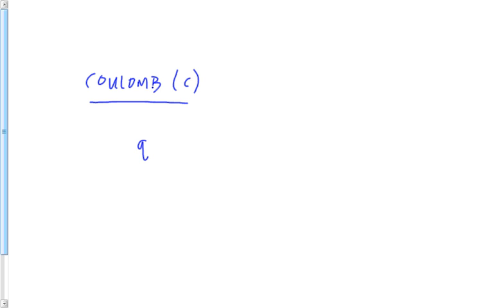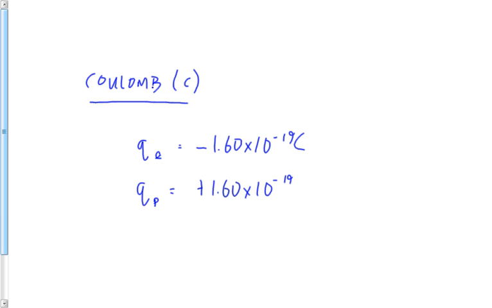Good. So we're going to say the charge of the electron, Q, by the way, is the symbol for charge. So the charge of the electron would be negative 1.60 times 10 to the minus 19 coulombs. The charge of the proton, QP, would be positive 1.60 times 10 to the minus 19 coulombs. And of course, the charge of a neutron would be nothing, right?